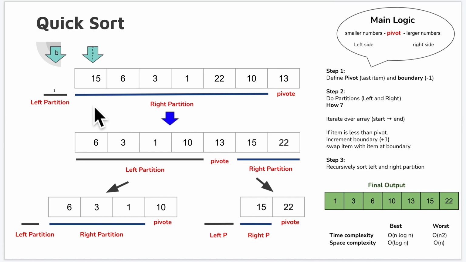So how are we going to do this? The algorithm is pretty simple. We have to just scan the array, iterate the array from start to end, and whatever item is less than the pivot, we have to push it. How? Then we increment the boundary and we just swap two numbers: the item at the start cursor and the item at the boundary index.